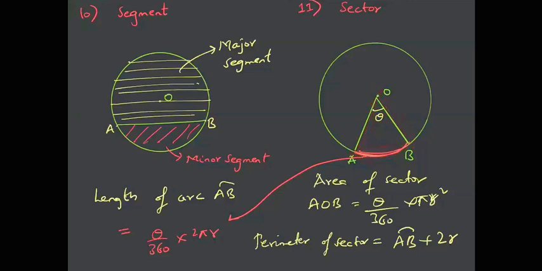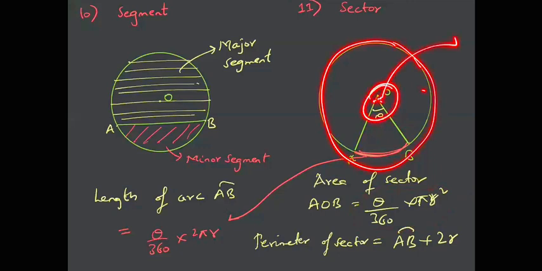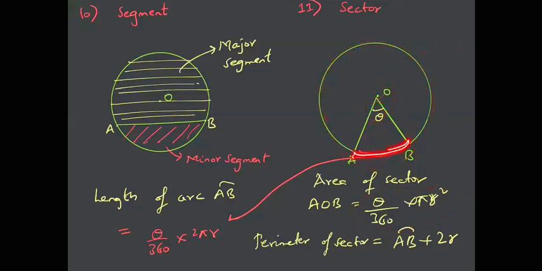So the area of sector is theta by 360 into pi r square, because the entire circle subtends 360 at the center and has area pi r square. So an arc which subtends theta at the center will have area theta by 360 into pi r square. Similarly, the length of arc is theta by 360 into 2 pi r.